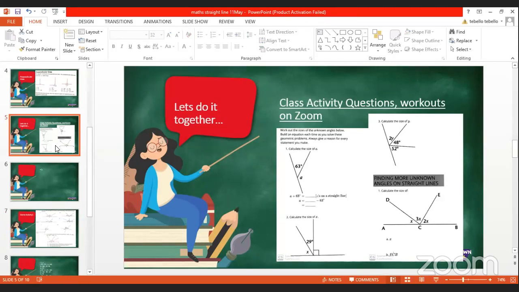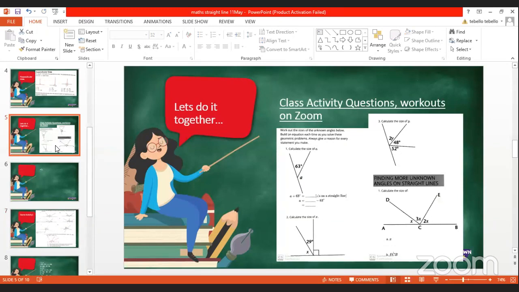Build an equation each time as you solve these geometric problems. Always give a reason for every statement you make. Next, our equation for number 1: we must calculate the value for A, and we must build an equation every time.